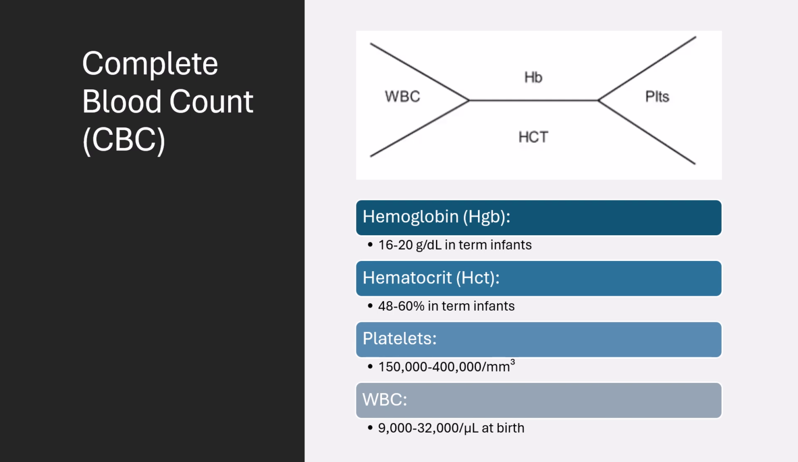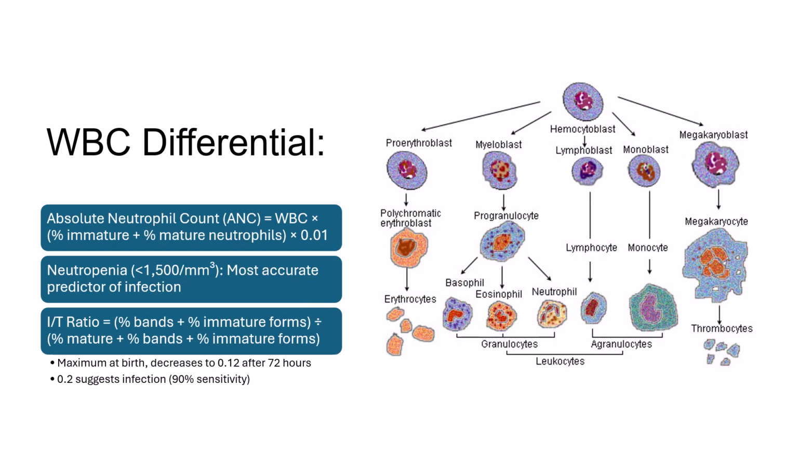Platelet counts should be between 150,000 to 400,000. White blood cell counts in neonates run higher than in adults, ranging from 9,000 to 32,000 at birth. It's important to know these normal ranges to recognize when values fall outside parameters. The exam will probably test whether you can distinguish between normal transitional changes and pathologic findings.